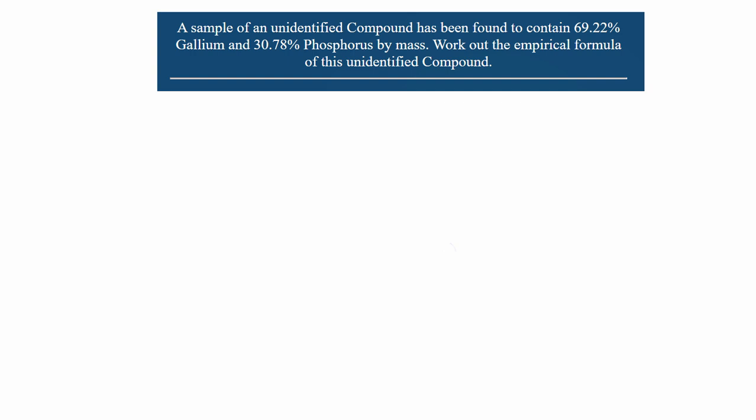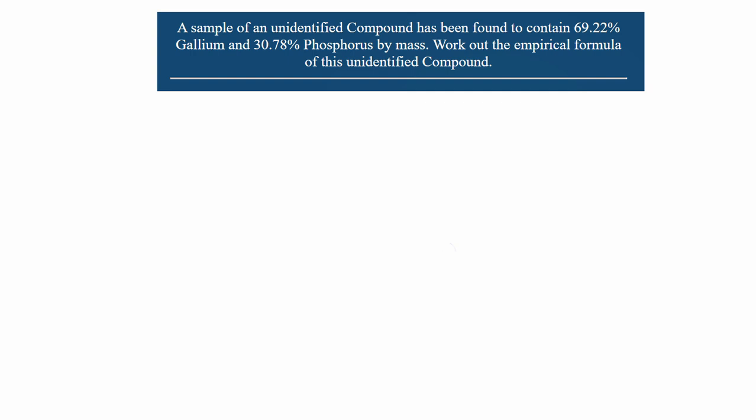In this case, we've got an unidentified compound and we've been told that it contains gallium and phosphorus. And we've effectively been asked to work out what is the empirical formula of this unidentified compound? Right, so how am I going to approach this?